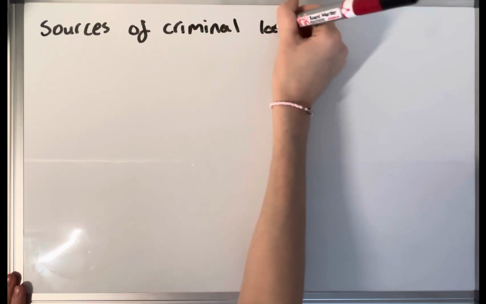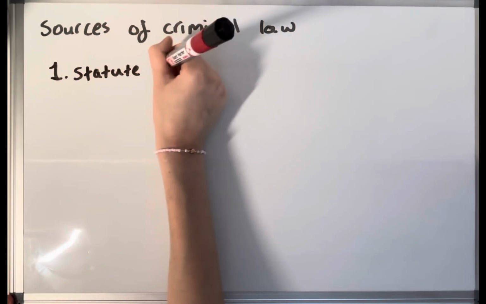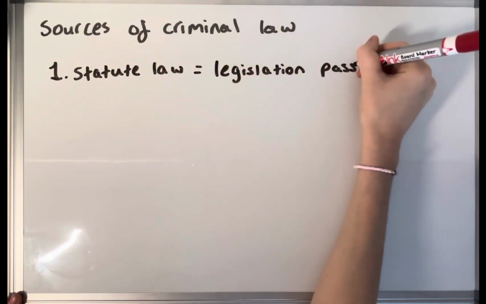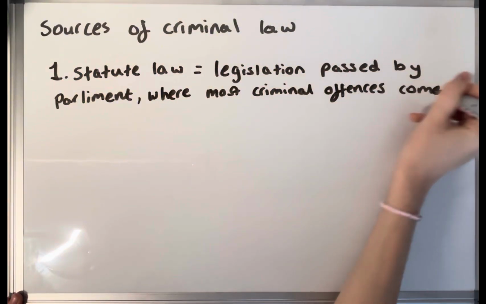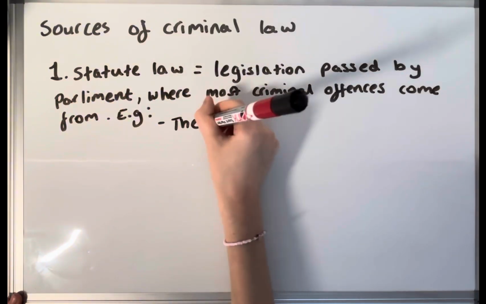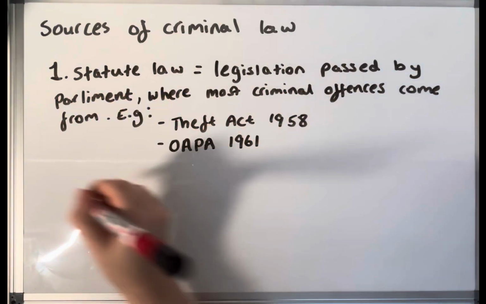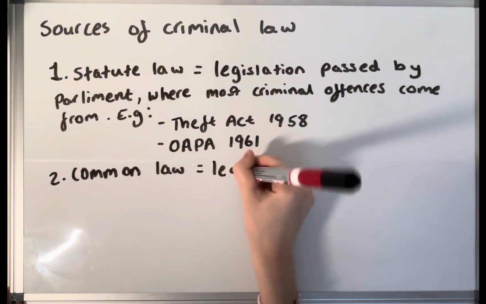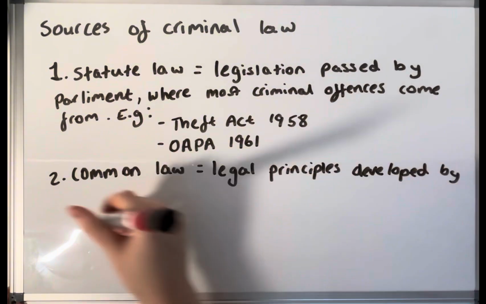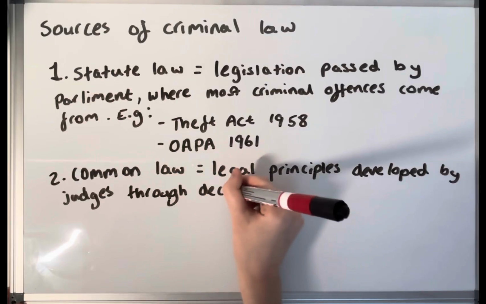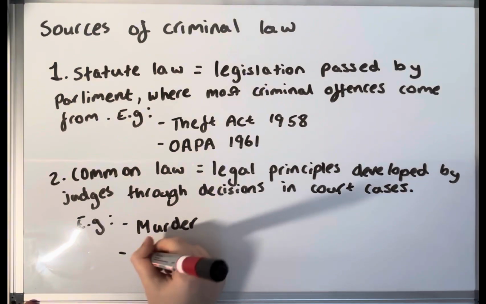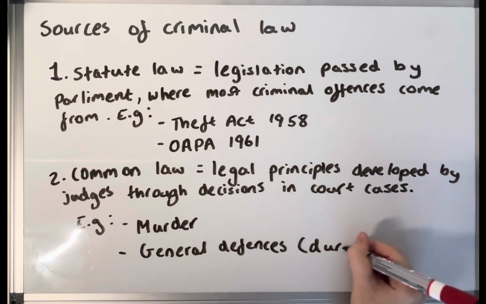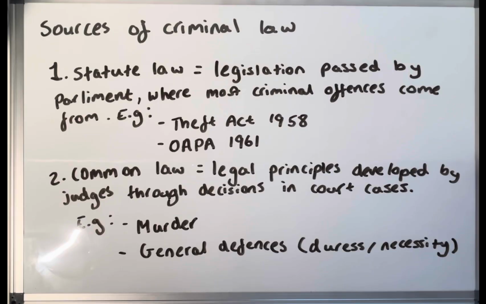We'll now be looking at where laws come from, so sources of criminal law. First, we have statute law. Now, this is legislation passed by Parliament. This is where most criminal offences come from. For example, Theft Act 1958 and Offences Against the Person Act 1961. Next is common law, which is legal principles developed by judges through decisions in court cases. For example, murder and general defences, for example, duress or necessity.